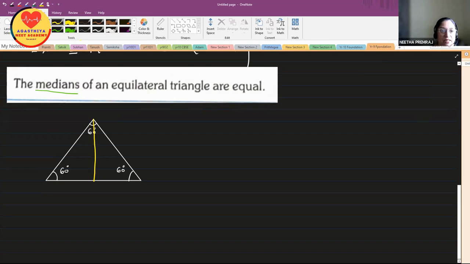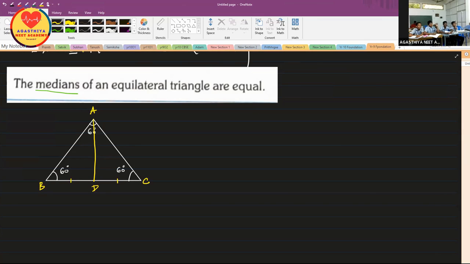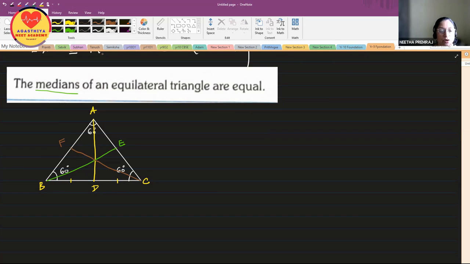If I name the vertices as A, B, C, and this is D, AD is called a median, as it joins one vertex to the opposite side's midpoint. So BD must be equal to DC. Okay, so in a triangle, how many medians can be drawn? There are 3 vertices, so yes, 3 medians can be drawn. This is one median, E, and I name this one F. So you can draw 3 medians.